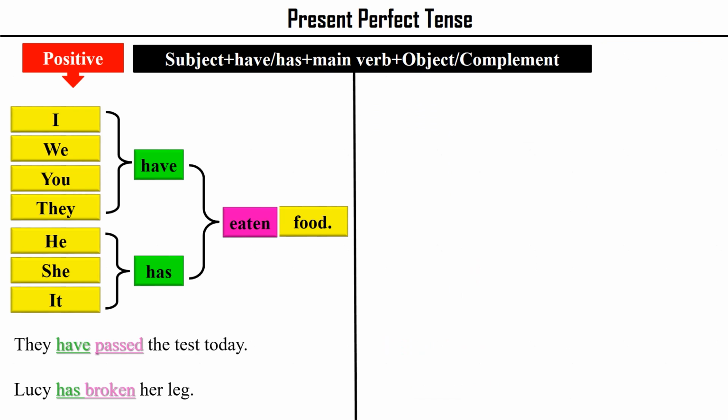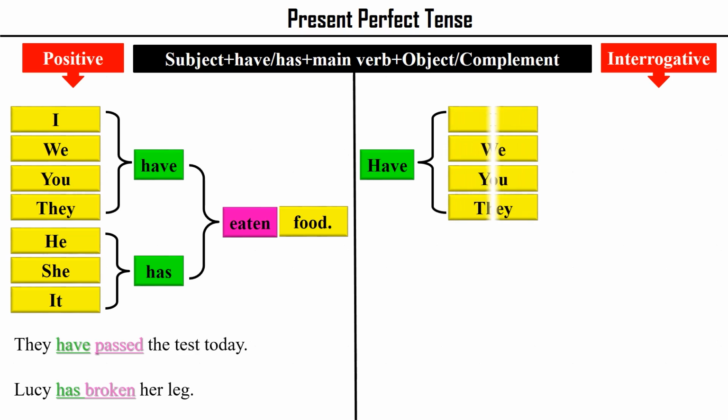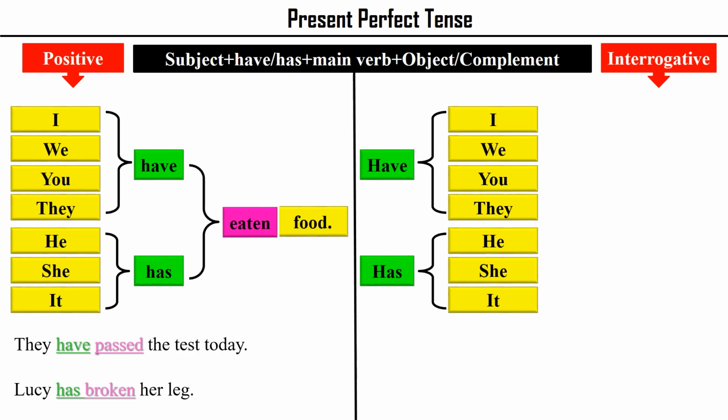Let's move on. Interrogative. In interrogative sentences, the helping verbs come at the beginning of the sentence. Have plus I, you, we, they, or has plus he, she, it, plus the third form of the verb plus object. Have I eaten food? Have we eaten food? Have you eaten food? Have they eaten food? Has he eaten food? Has she eaten food? Has it eaten food?